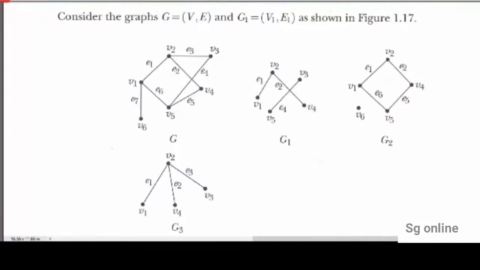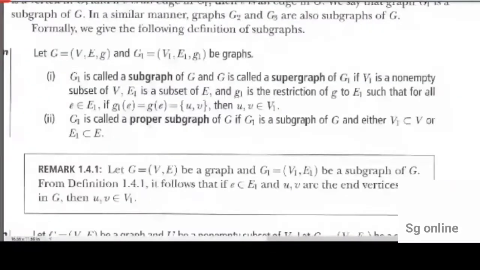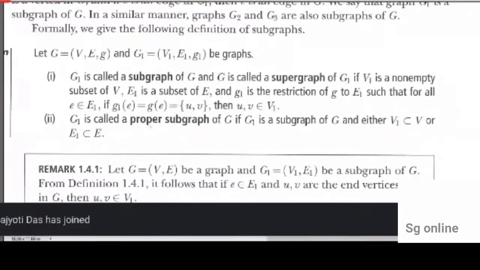You just see how we define a subgraph: if G is a graph (V, E, φ), then G1 is called a subgraph of G, and G is called the supergraph of G1. However, we seldom use the supergraph language, mostly we use subgraph.